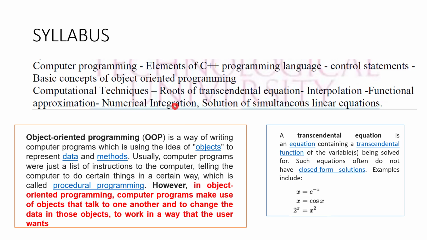Another term we have to understand is the transcendental equation. A transcendental equation is an equation containing a transcendental function, like x is equal to e power minus x. In this equation, you have x on both the left hand side as well as the right hand side. So you won't be able to solve this equation through algebraic methods that you have learned.